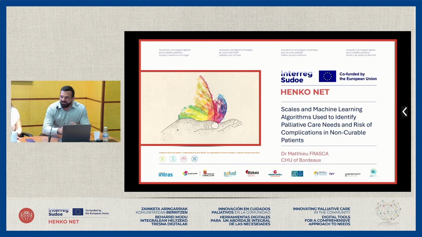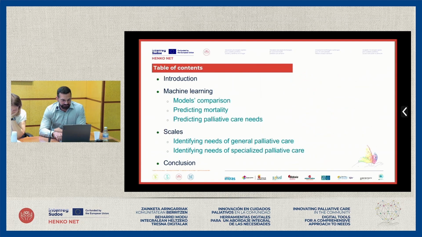The objective is to draw an overview of what exists about scales and machine learning to identify palliative care needs, and also the risk of complication in non-curable patients. But I won't be able to talk about all that exists, so I chose some specific examples to illustrate what is possible in this area.